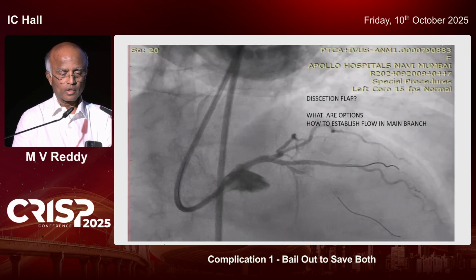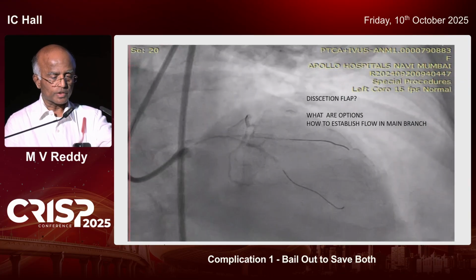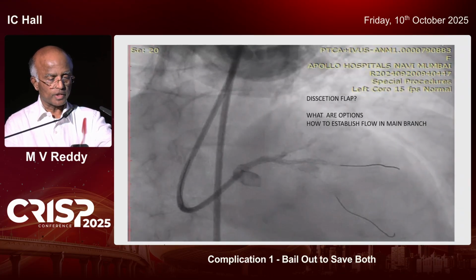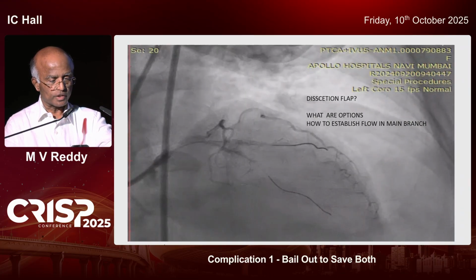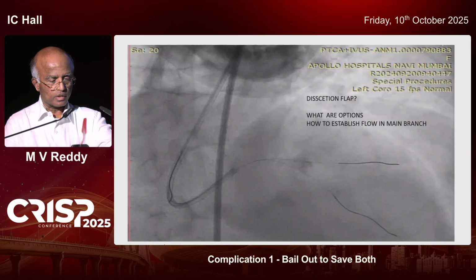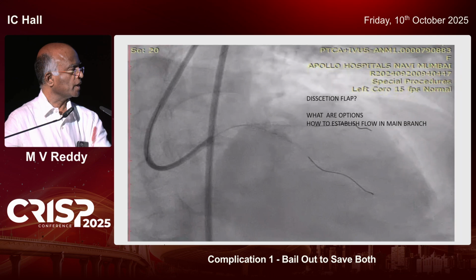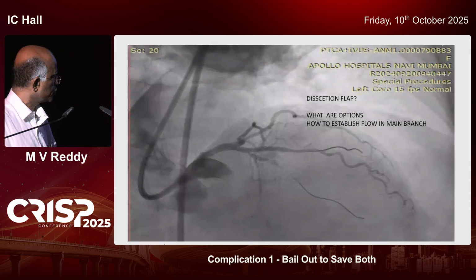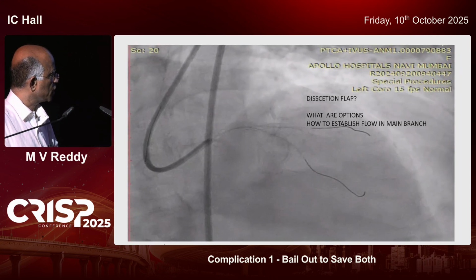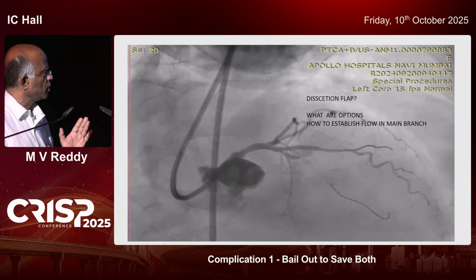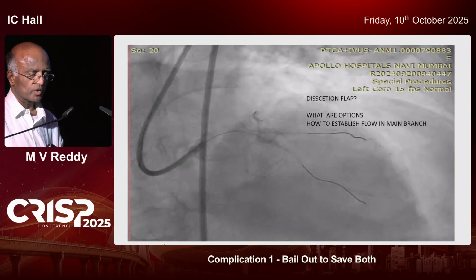Now I don't know whether it's a dissection flap, a dissection that was created, or a thrombus that has entered inside. Now, I didn't know what to do. The only wire there is the rescue for me. Whatever I have to do now, I have to do with the help of the wire only.